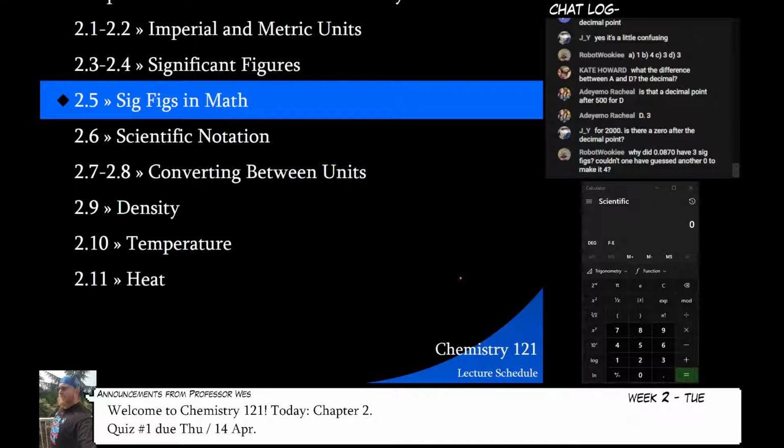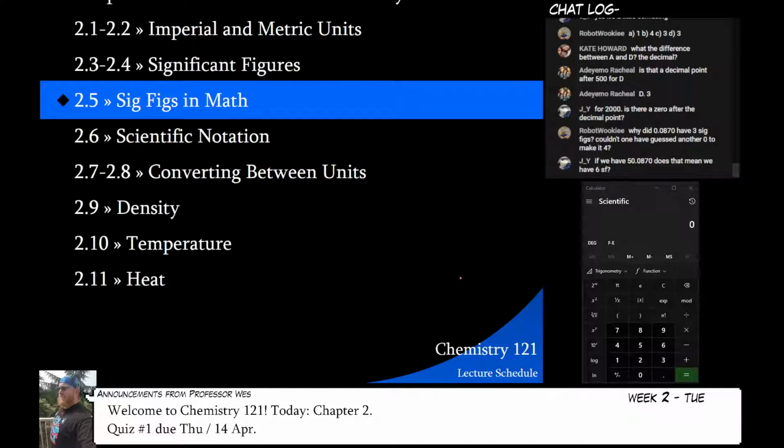Why did 0.0870 have 3 sig figs? Because that was what I wrote down. So if I write down this number, then it is assumed that I measured with a tool that measured to this place, and I guessed the next number to be 0. I can't just add extra digits to a measurement. If I make a measurement and give it to you, you don't get to edit it.